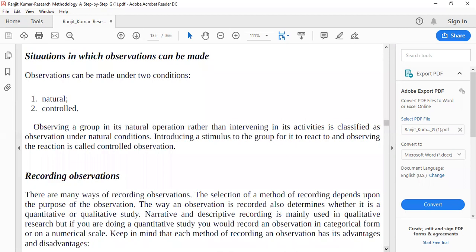And then controlled is when you are actually changing the scenario and changing the situation. So for example, if you want to observe what is the impact of a teacher speaking in English to the students, there could be two ways of doing that. One is natural and the other is controlled. The natural is when you don't ask the teacher to change their natural way of teaching.